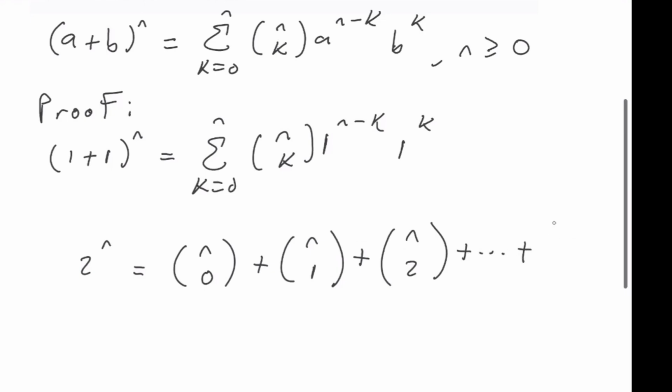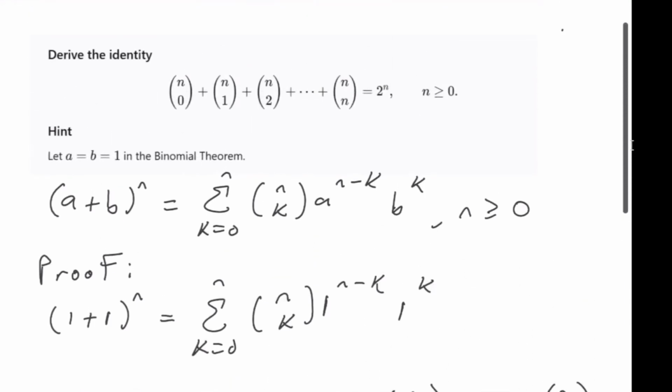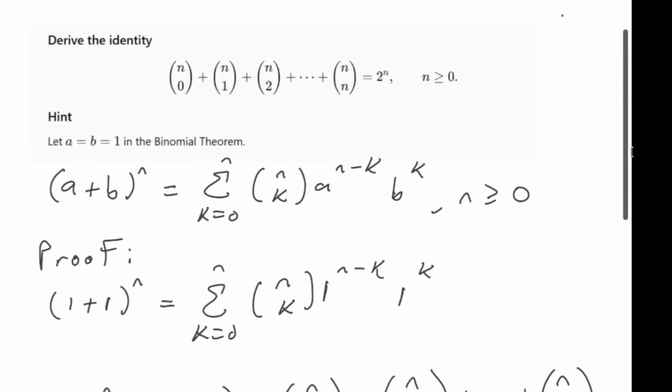the last term of this series is going to be n choose n, and then 1 to the n minus n is 1 to the 0, which is still 1, and 1 to the n is still 1. So we get 2 to the n is equal to n choose 0 plus n choose 1 plus n choose 2 plus dot dot dot all the way to n choose n, which is exactly what we wanted to show using the binomial theorem.